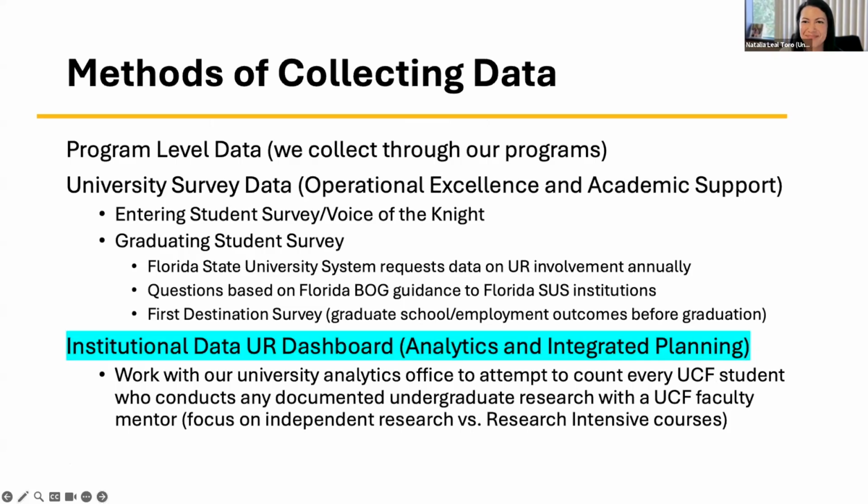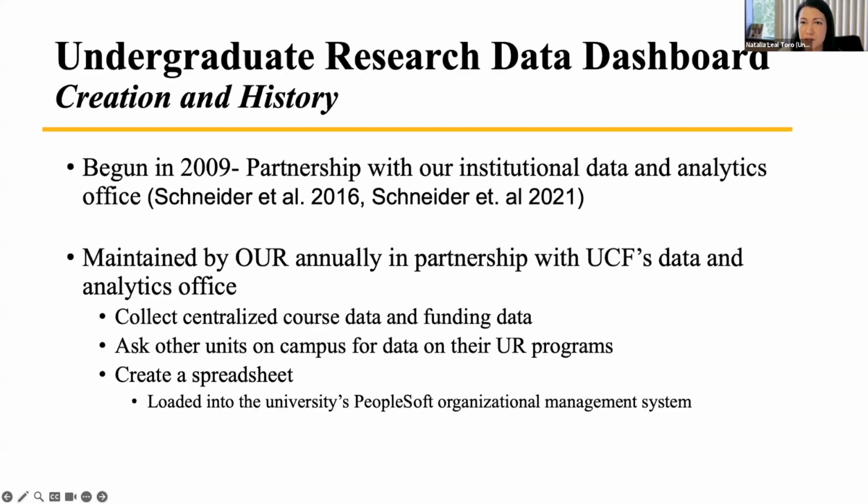Next slide. And so we collect data just like everyone else in various ways. We have program level data through the programs that we do here in the Office of Undergraduate Research. We also have university level data. Our surveys, like many of you might have, an entering student survey, graduating student survey, a first destination student survey. We collect all of that and we take a look at that. But what I'm going to focus on today is our institutional data undergraduate research dashboard, because I think that's really what many of you want to hear about.